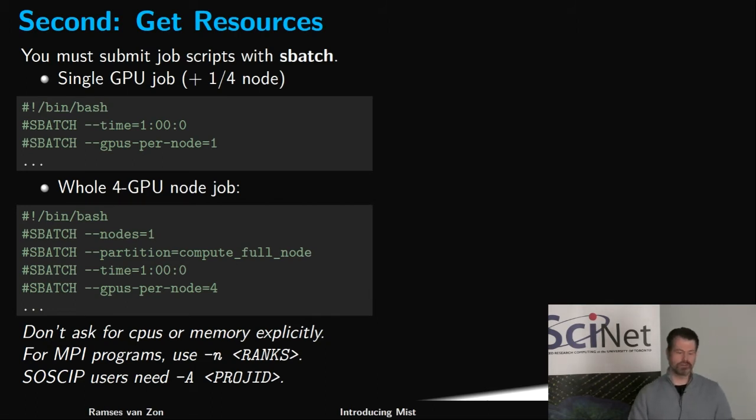The same with the memory. If you ask for one GPU, you get a quarter of the memory of that node, so a quarter of 256 gigs. If you ask for a whole node, you get all of the memory of the node. There's a few things you can do when you have a whole node to yourself that are kind of nice and might not be applicable to everybody, but basically you can treat the GPU memory as real memory. If you ever wanted to play with that, you need to do whole node jobs.